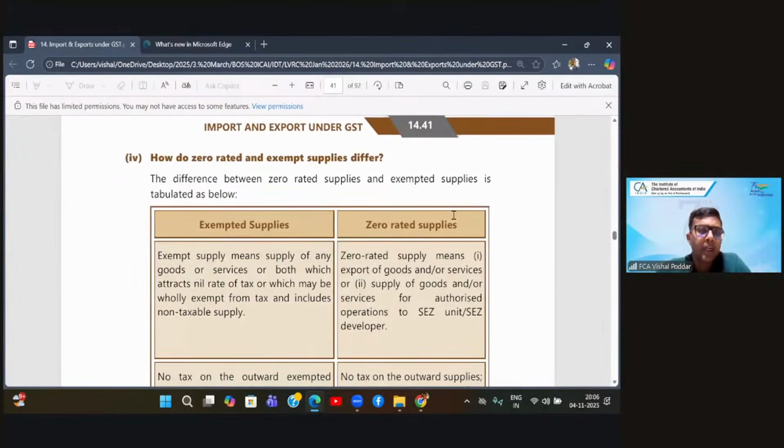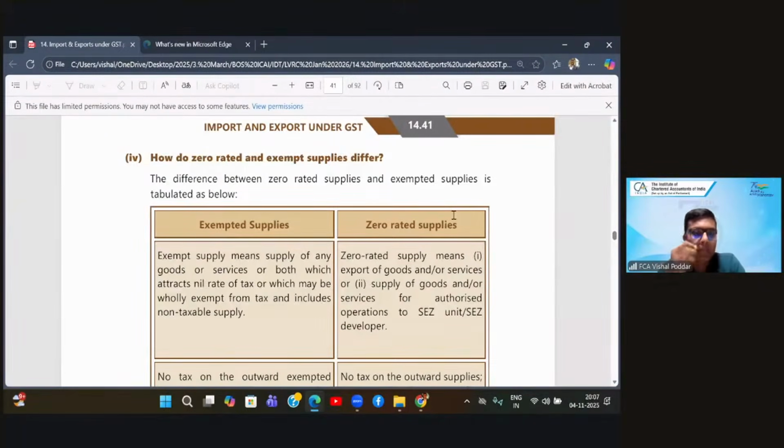Now, many times people mix up zero rated supplies and exempt supplies. Firstly, exempt supply includes three types of supplies. One, where the rate is zero, that is not zero rated, where the rate is zero, so you call it nil rated; where it is fully exempt by notification; or where it is not leviable to GST. Now, all these three combined are called exempt supplies.